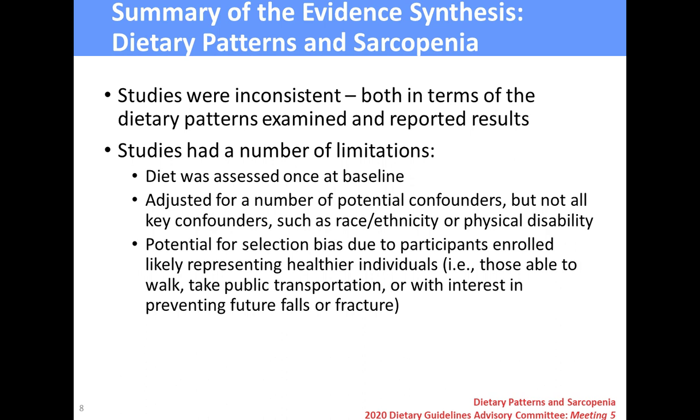All studies assessed diet once at baseline and did not account for dietary patterns earlier in life, or possible changes in dietary intake that may have occurred over follow-up. Studies adjusted for a number of potential confounders, but not all key confounders such as race, ethnicity, or physical disability. None of the studies accounted for missing data either due to loss to follow-up or criteria used when selecting individuals into the analysis.